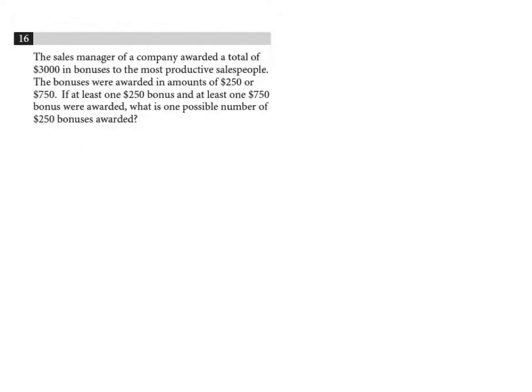Okay, number 16. The sales manager of a company awarded a total of $3,000 in bonuses to the most productive salespeople. The bonuses were awarded in amounts of $250 or $750. If at least one $250 bonus and at least one $750 bonus were awarded, what is one possible number of $250 bonuses awarded? Okay, so I'm going to say that A will equal the 250 bonus, and B is going to equal the 750 bonus.